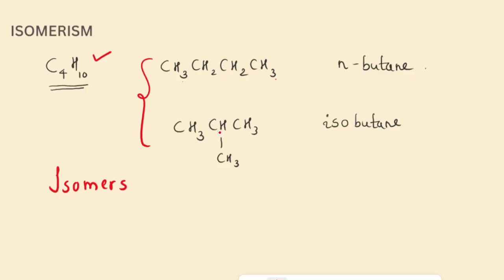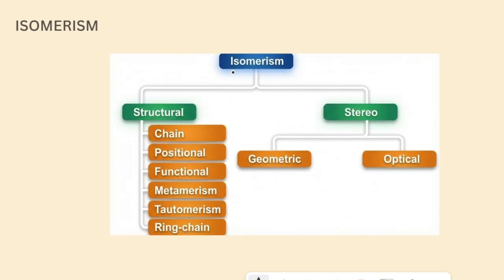Due to this different structure, they will have different properties. For example, this n-butane molecule will have a higher boiling point than isobutane, and boiling point refers to a physical property. The isomerism phenomenon is broadly classified into structural isomerism and stereoisomerism. This is based on the bond connectivity.